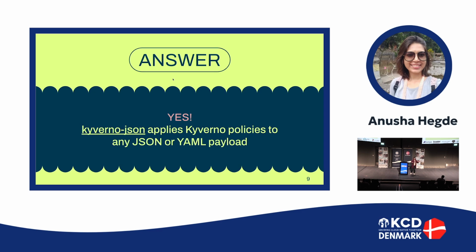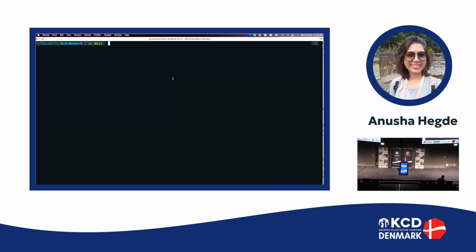Until Kyverno JSON, the answer was OPA. You could use Open Policy Agent to write Rego policies. But Kyverno is well known because you can write policies in YAML, and now you can extend the same Kyverno policies to your non-Kubernetes resources too. I quickly want to show a small demo for it. Is this visible? Cool.